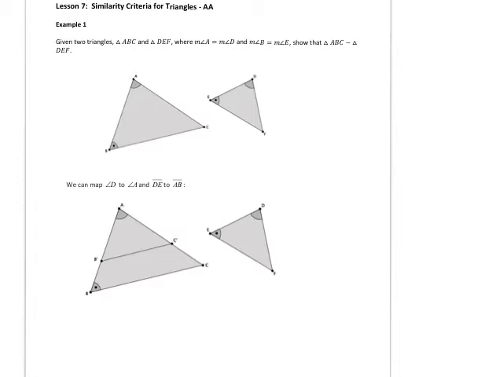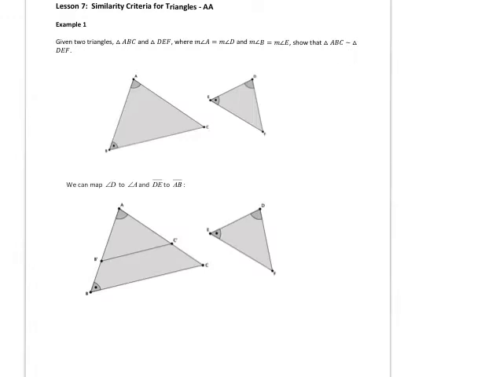Given two triangles, we have triangle ABC and DEF. We have a couple angles that are congruent. The measure of angle A is congruent to D, and B is congruent to E. And these markings are just slightly different. They put a dot instead of the two arcs that we usually use. But they still imply that they are congruent. We want to show that triangle ABC is similar to triangle DEF.